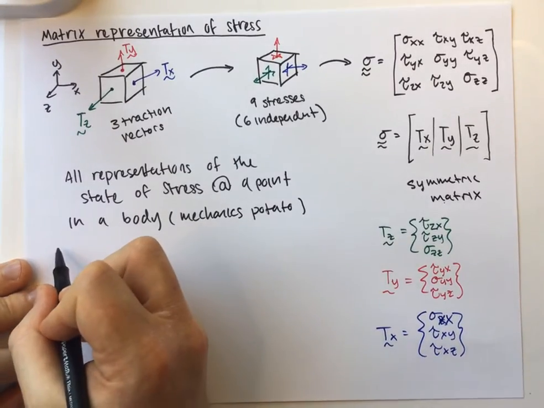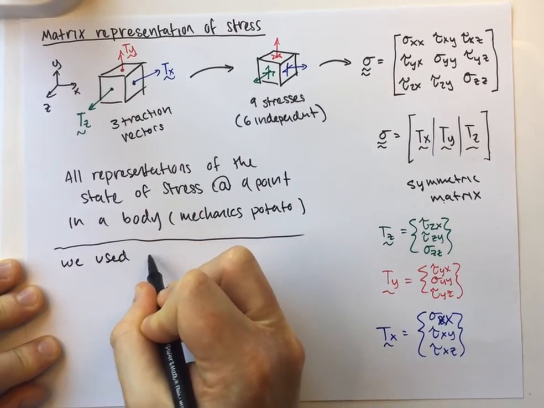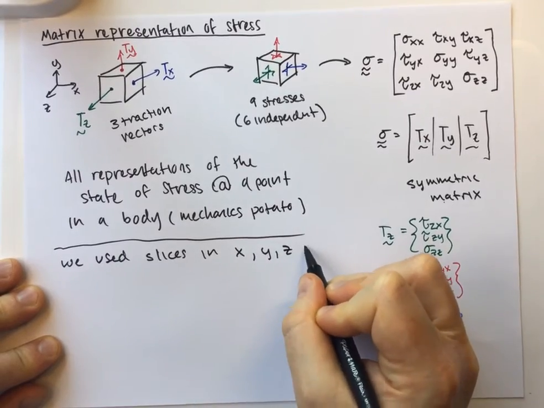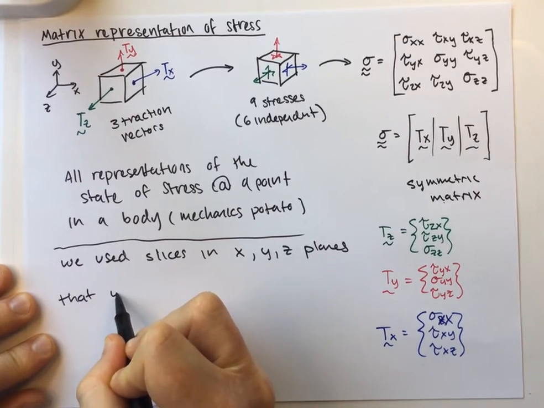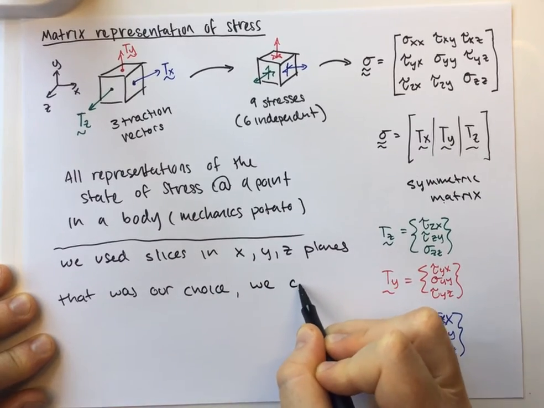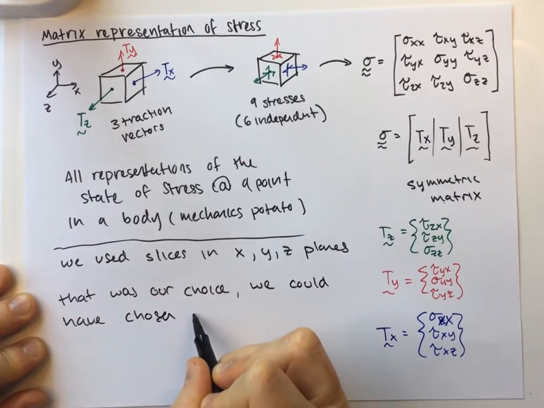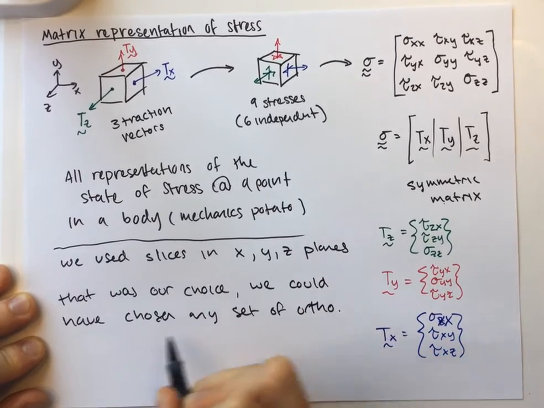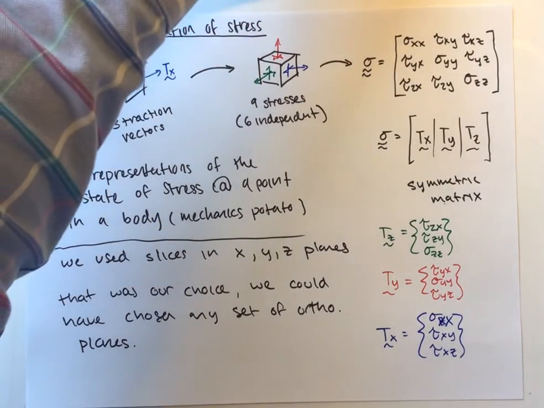In our case, I think the thing I want you to think about a little bit is that in our case, we used slices in the x, y, and z planes. So that was our choice. We could have chosen any set of orthogonal planes. So how would this have changed if we had done that?